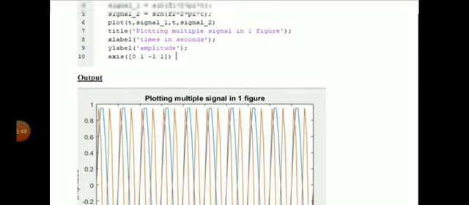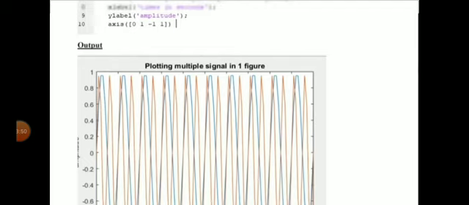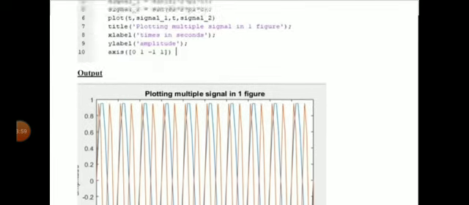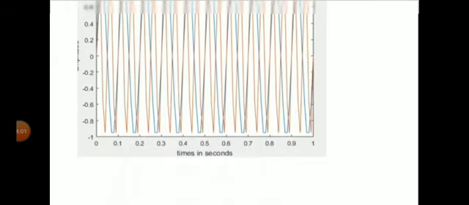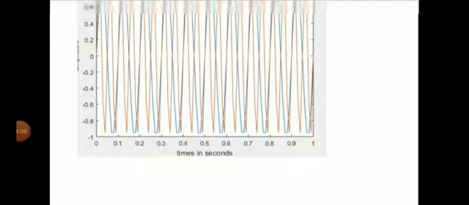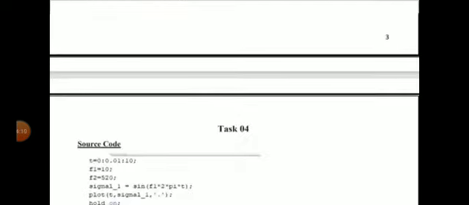And now we have to assign the title. As you can see, the output is plotting multiple signals in one figure, with x label and y label. For the axis, we have described the limits: the time interval from 0 to 1, and y from minus 1 to 1. This is the interval, and we have seen the title, and two signals are plotted on the same graph, and we have the x label as well as the y label.